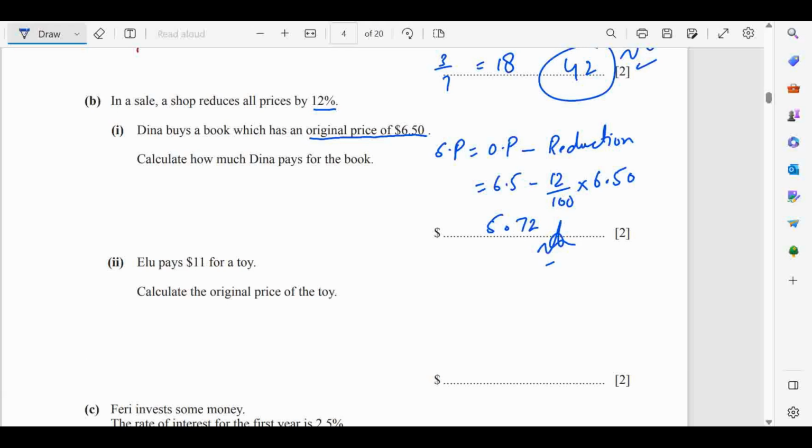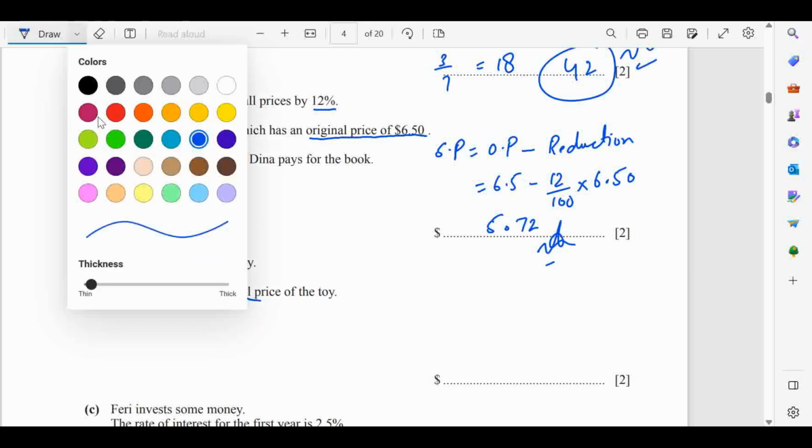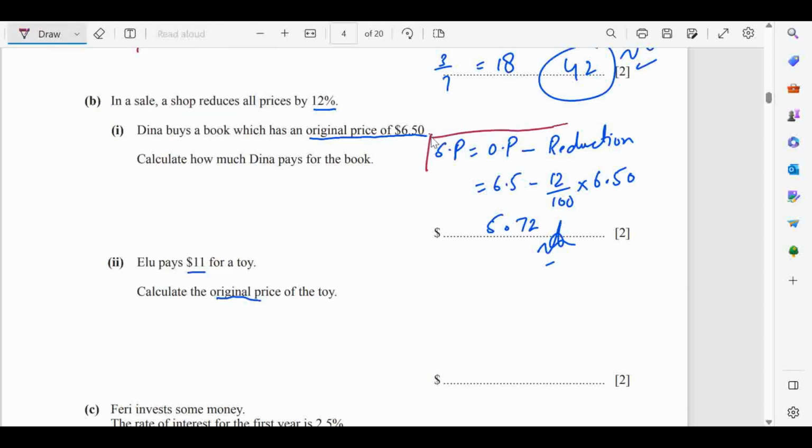Now in the second part, Ilu pays $11 for a toy. Calculate the original price. Now we know that we will use the same formula, that is sale price will be equal to the original price minus the reduction. Now here the sale price is 11. So 11 is equal to the original price. We don't know the original price. Let's say it is X, minus the reduction. Now reduction is 12%. So 12 divided by 100 multiplied by the original price.